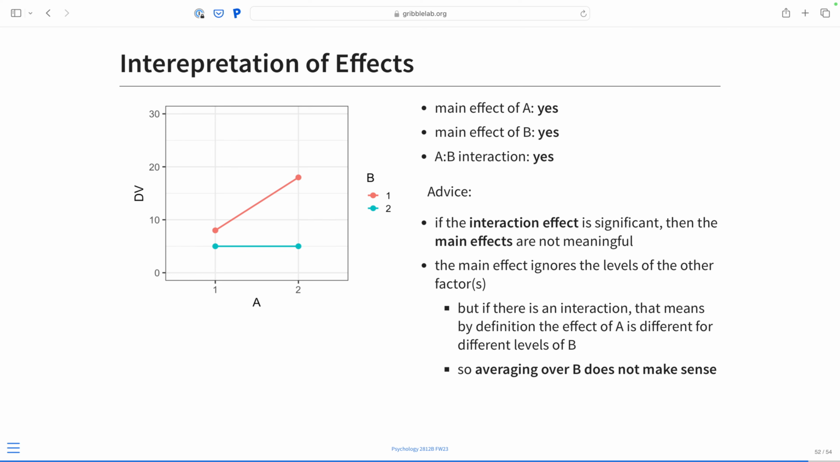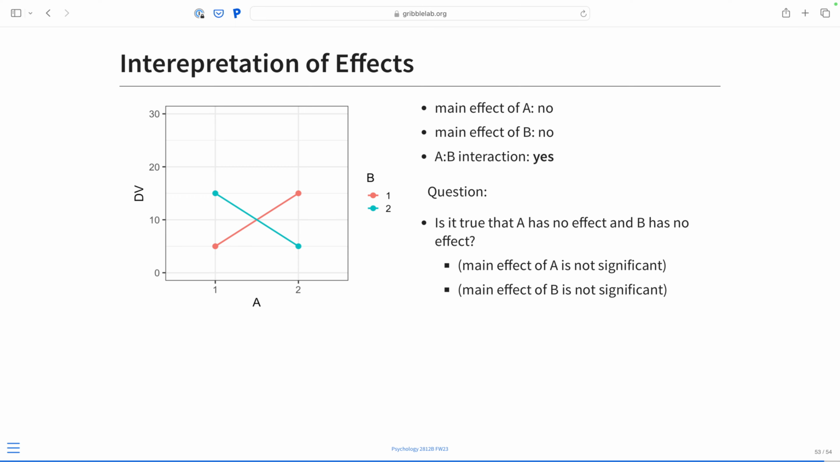And the advice in the vast majority of cases is no, it doesn't make sense. If the interaction effect is significant, then the main effects are not meaningful, even if they're significant. Why? Because the main effect ignores the levels of the other factors. But if there is an interaction effect, it means that by definition, the effect of one factor is different for different levels of the other factor. So averaging across levels of that other factor would not make sense. Again, because the interaction effect is telling you, by definition, your effect is different depending on the level of that other factor. So if you average across it, it doesn't make sense.